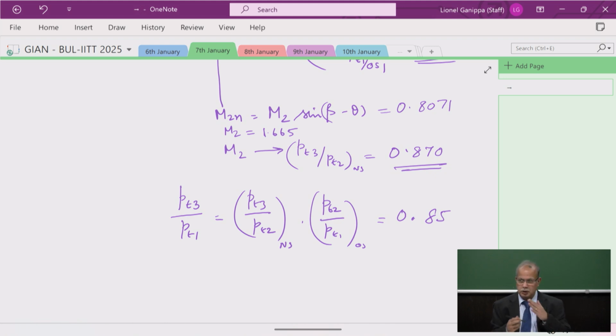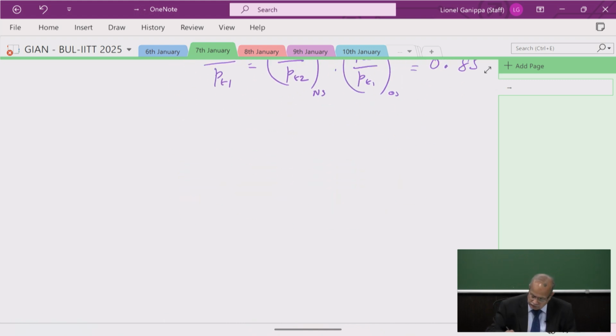Okay, so with one oblique shock and a normal shock, we are having a loss of 15%. Okay, now we'll try and work out the second part of the problem, part B. Here is the first compression ramp, second compression ramp.